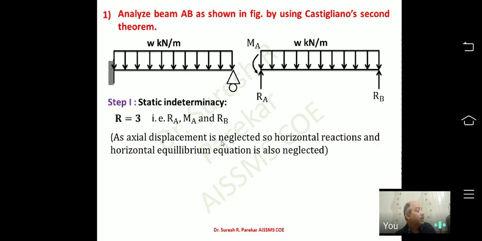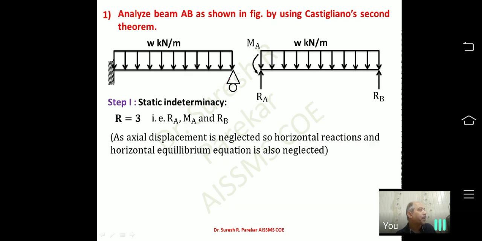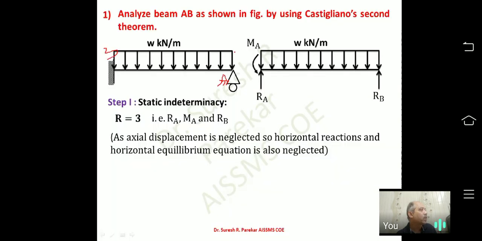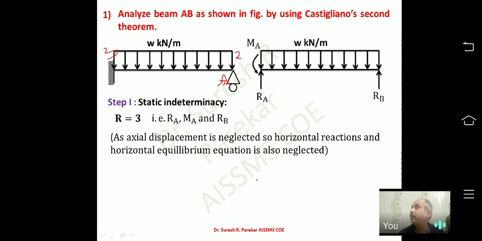In some cases in the examination, by mistake or printing mistake, they give it as a simple support, and then students are confused in solving these problems, because in that case they consider 3 reactions at one end and 2 at the other, so in total 5, and then they are not in a position to solve this problem.